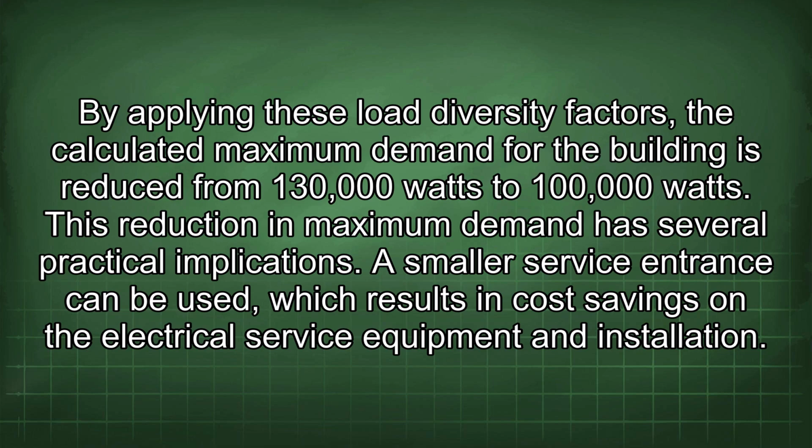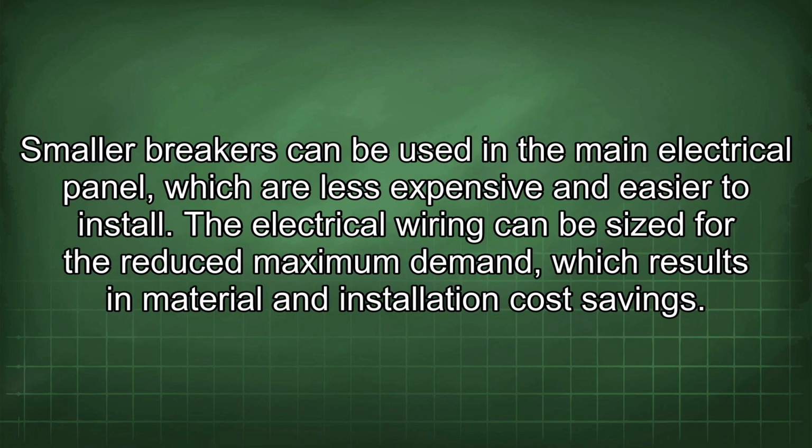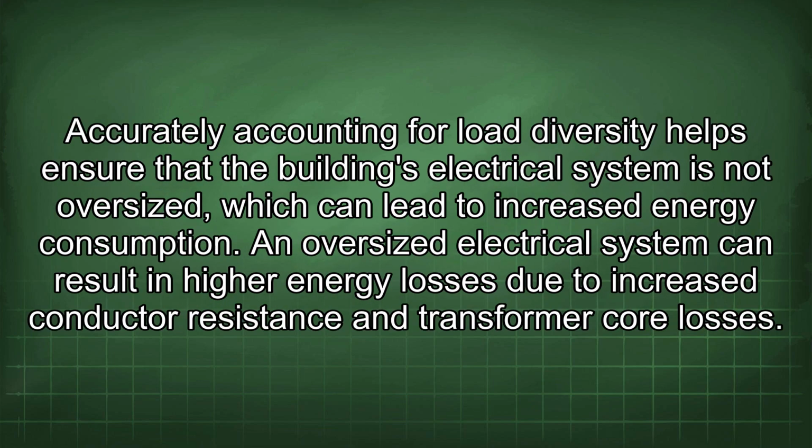A smaller service entrance can be used, which results in cost savings on the electrical service equipment and installation. Smaller breakers can be used in the main electrical panel, which are less expensive and easier to install. The electrical wiring can be sized for the reduced maximum demand, which results in material and installation cost savings. Accurately accounting for load diversity helps ensure that the building's electrical system is not oversized, which can lead to increased energy consumption.